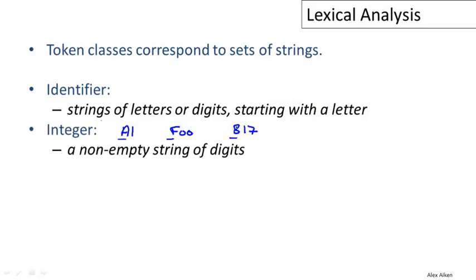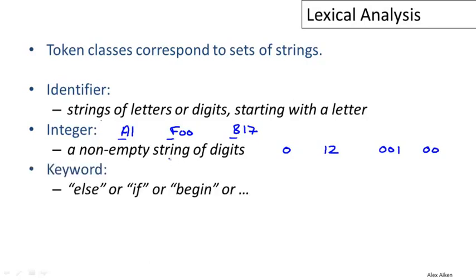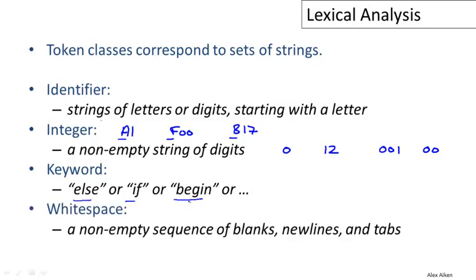An integer, then, a typical definition of an integer is a non-empty string of digits. So something like 0 or 12, okay, 1 followed by 2, I should say, is actually a string, not a number in this case. And you know, this actually would admit some numbers you might not think of. Things like 001 would be a valid representation of a number, or even 00 could be a valid integer according to this definition. Keywords are typically just a fixed set of reserved words, and so here I've listed a few: else, if, begin, and so on. And then white space is itself a token class.